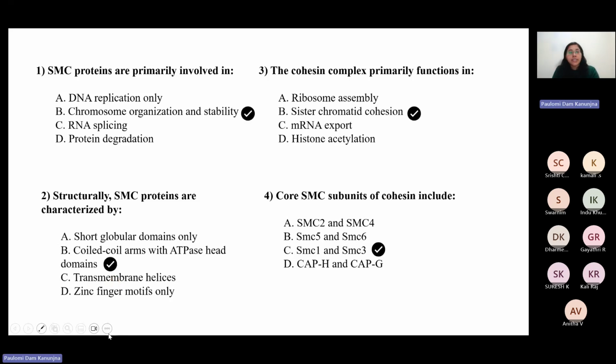So the first question: SMC proteins are primarily involved, as we have already discussed, in chromosome organization and stability, right? The next one: structurally, SMC proteins are characterized by coiled-coil arms with an ATPase head domain. So you have the ATPase head domain, the arms, and the hinge region, right? Okay. The cohesin complex functions in sister chromatid cohesion. That's cohesin, there is a cohesive activity. Okay. And cohesin's core SMC subunits are SMC 1 and 3. Okay. This was easy. Next one.